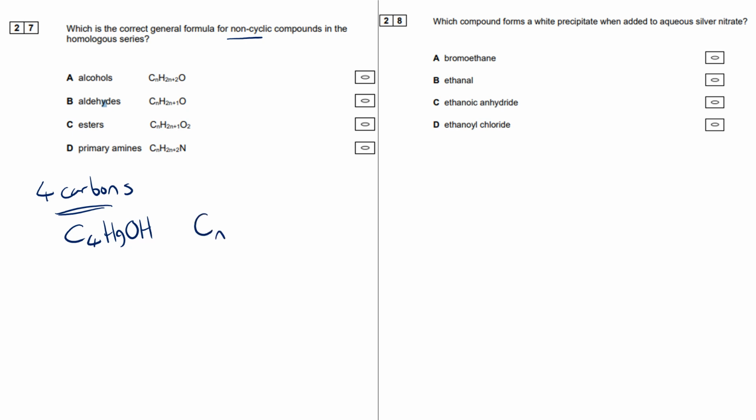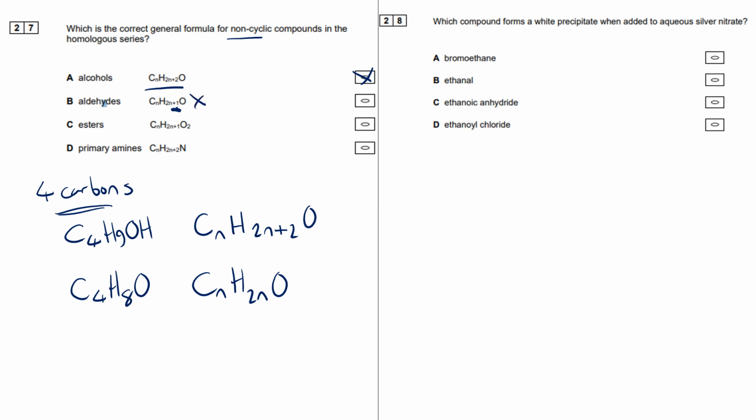Well, for every carbon, we're going to have twice as many hydrogens plus 2, and an oxygen. So our alcohols, CnH2n+2O, is correct. Let's eliminate the other ones. So for an aldehyde, for B, if you had 4 carbons, you would have butanal. So butanal has the formula C4H8O. So the general formula would be CnH2nO. So that one would be incorrect.